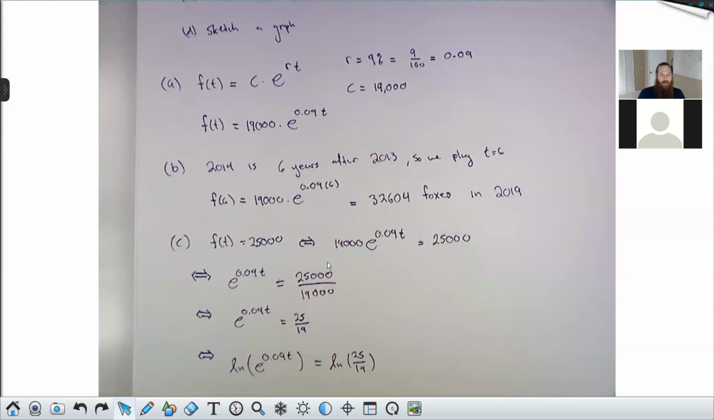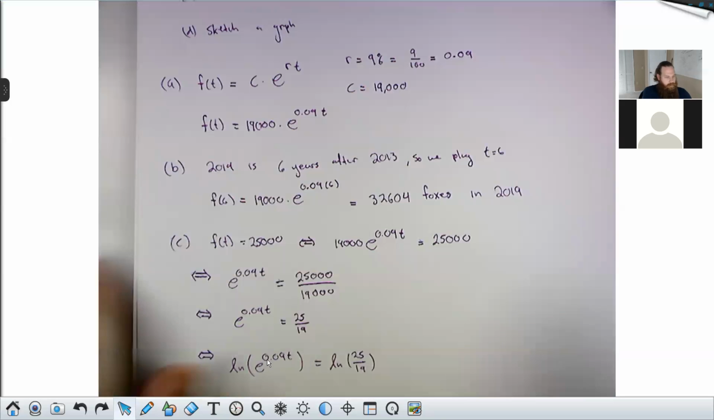Now on the left-hand side, I have a natural log of an exponential. What does this simplify to? 0.09 t. Yeah, 0.09 t. So the natural log of e on its own is 1, but the natural log of e raised to some stuff is always going to be that stuff. So let me show you how this goes.